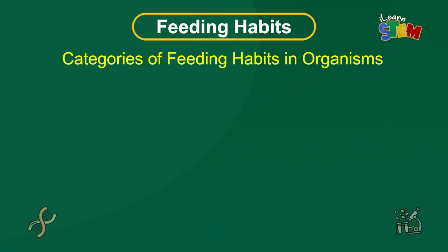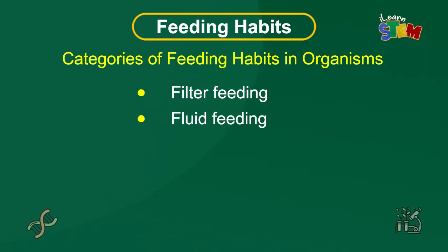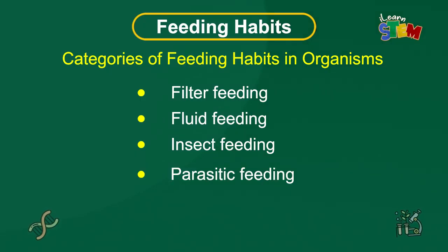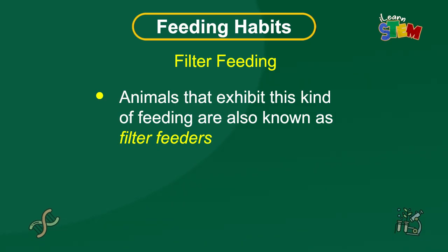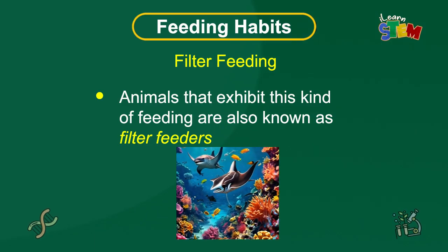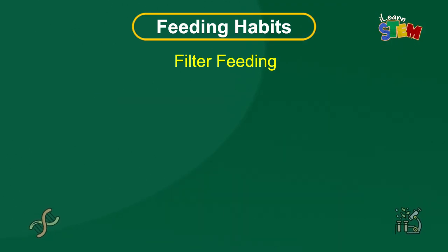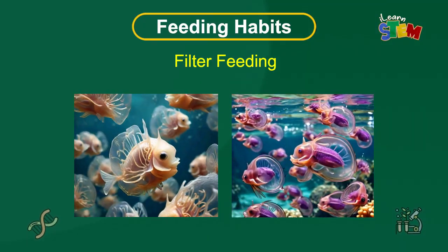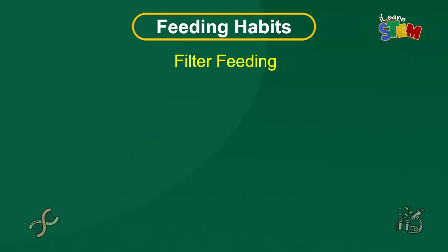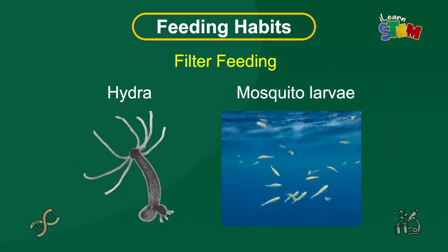There are different categories of feeding habits in organisms, such as filter feeding, fluid feeding, insect feeding, parasitic feeding, and saprophytic feeding. First, let's begin with filter feeding. Animals that exhibit this kind of feeding are also known as filter feeders. They are aquatic animals that feed on tiny organisms surrounding them. They move on water through a sieve-like structure on their body to collect enough quantity of their prey, which is their food. Examples are hydra, mosquito larvae, etc.